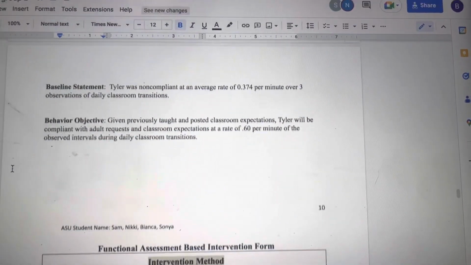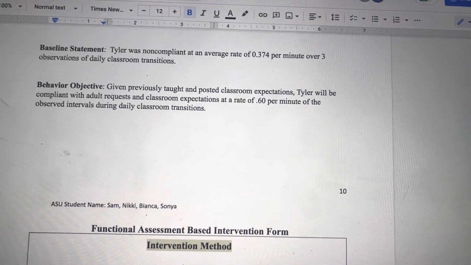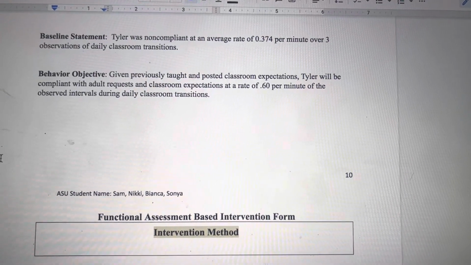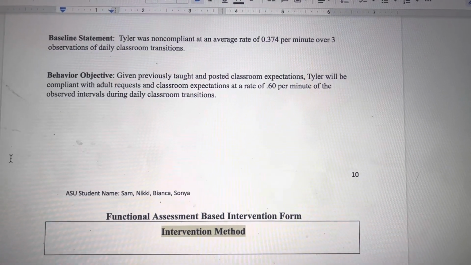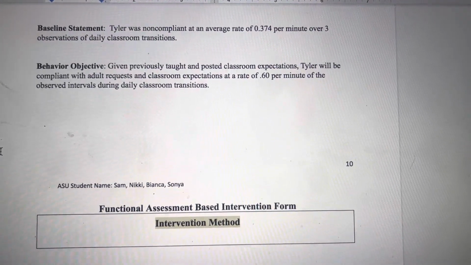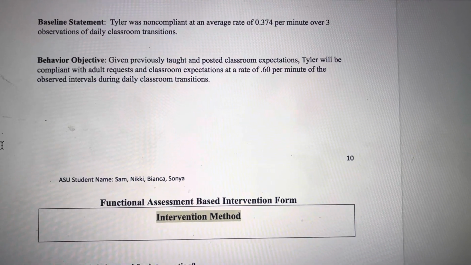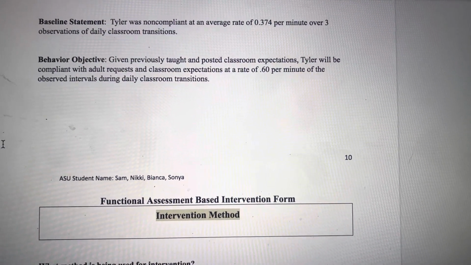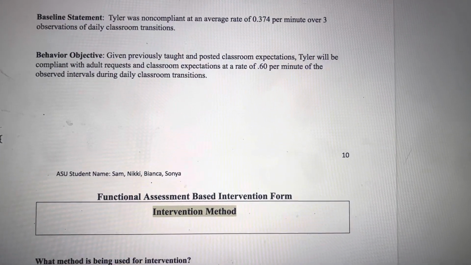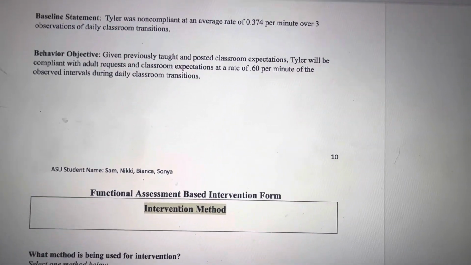So right now, Tyler is not compliant at an average rate of 0.374 per minute over 3 observations that we recorded during classroom transitions, or going from a preferred activity to a non-preferred activity. But given effective and consistent intervention, the goal is to reduce that non-compliance and to have compliance at a rate of 0.60 per minute of the recorded observations we have of Tyler throughout the school day.